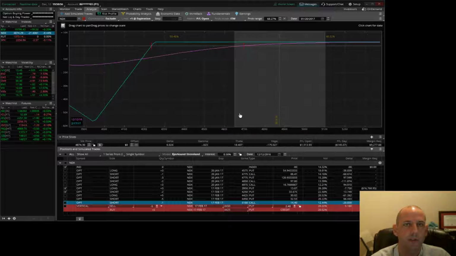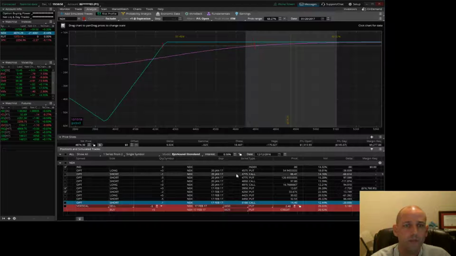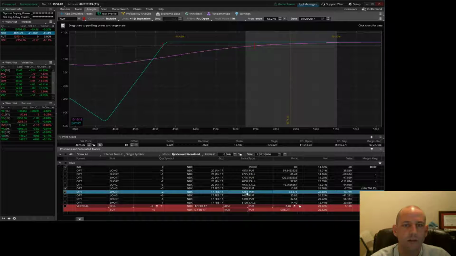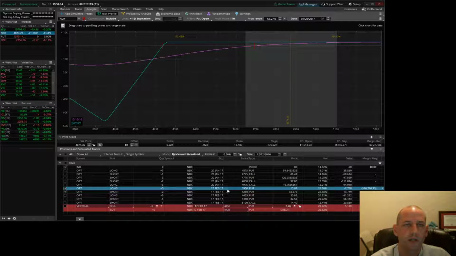This is the experiment that I'm trying. Essentially, I'm selling two puts at the 42.50 strike. So I've got two short puts here at 42.50. And then to protect those on the downside, instead of just making it a vertical, I bought three more puts, but I bought them further away down here at 39.50. So I've got this little structure.